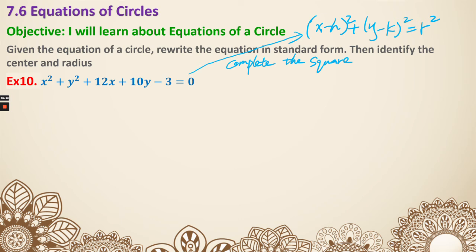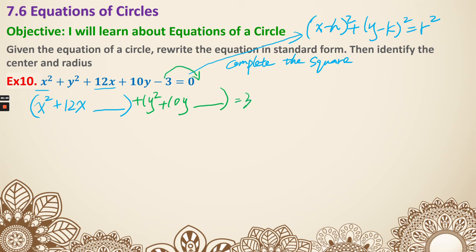First thing I'm going to do is group all the x together and leave a blank so that I can put them in the squares. So I have x² + 12x, leave a blank. I'm going to put all my y together. That's y² + 10y, leave a blank. I'm still going to move my number to the other side, so that whole thing equals 3. Of course, I need to put on some extra numbers.